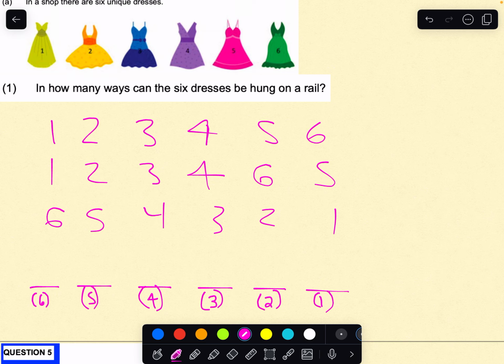So how we calculate how many arrangements are possible is 6 times 5 times 4 times 3 times 2 times 1. In other words, 6 factorial. And I think that is 720. So 720 arrangements are possible.